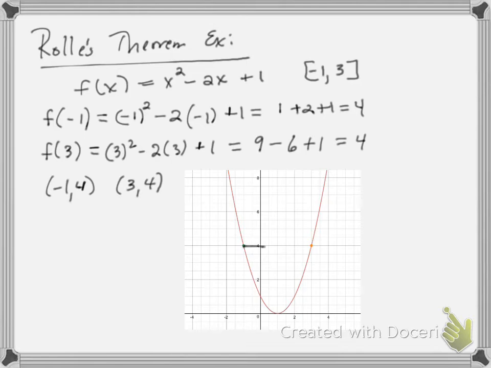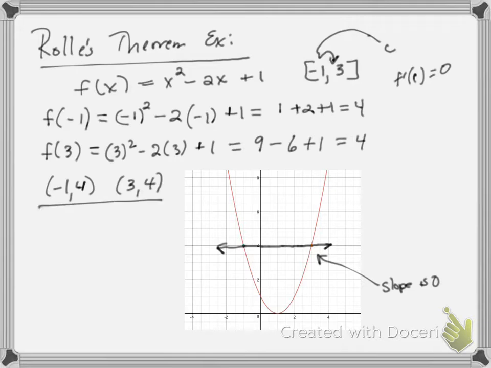If we draw a horizontal line, then Rolle's theorem says that there exists some C between -1 and 3, such that f prime of C is equal to 0. So you know the slope of a horizontal line is 0. So again, Rolle's theorem says that there is a C between -1 and 3, in which the derivative at C is equal to 0. All right, so we found our 2 points. We drew a horizontal line.